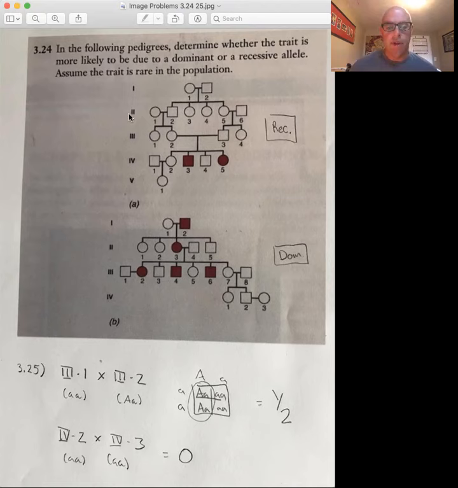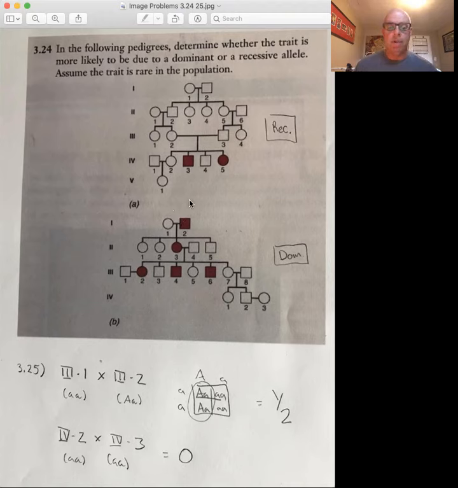Hi class, for this video we're actually going to be doing two problems in one, and the reason that we're doing that is because both 324 and 325 use the same sort of pedigree in doing the problem. So 324 says in the following pedigrees, determine whether the trait is more likely to be due to a dominant or recessive allele, assume the trait is rare in the population.